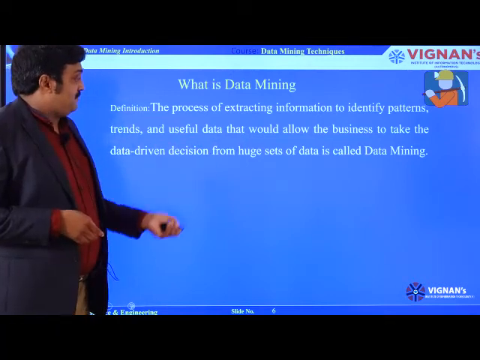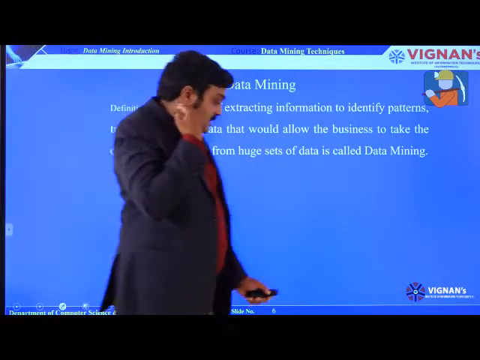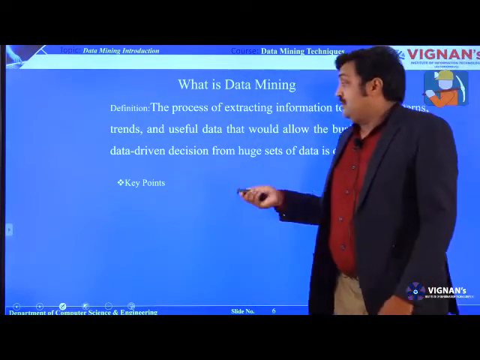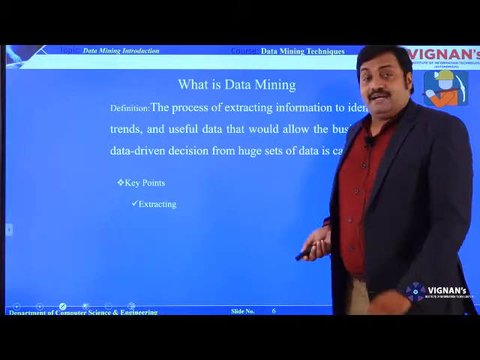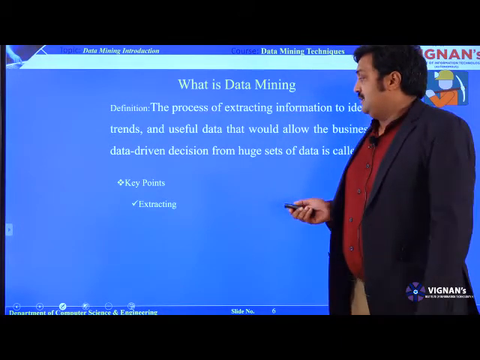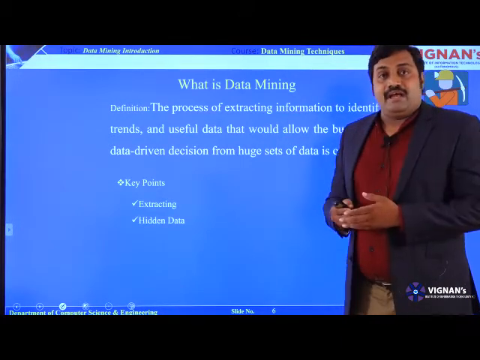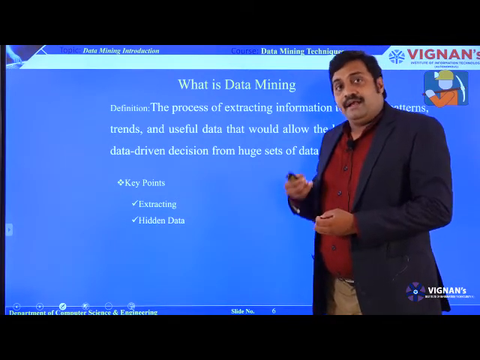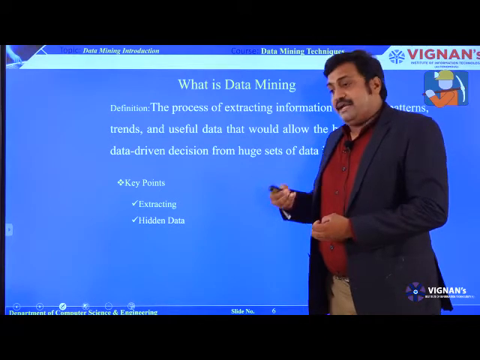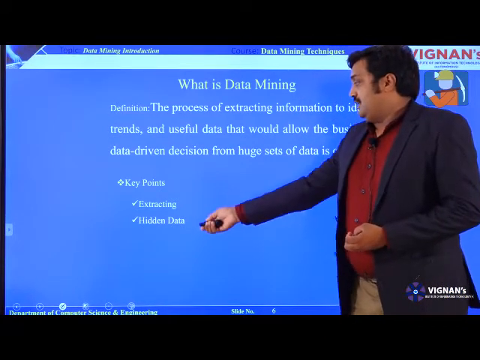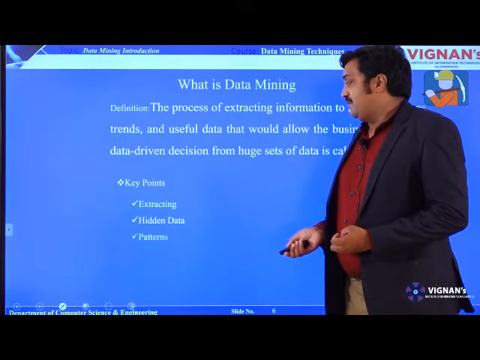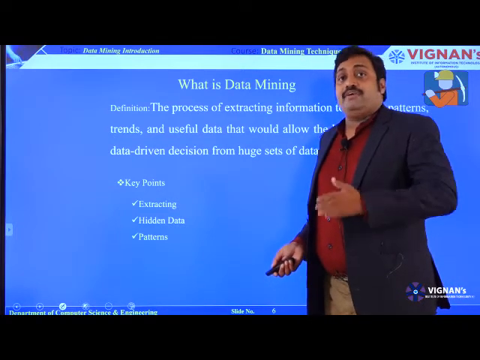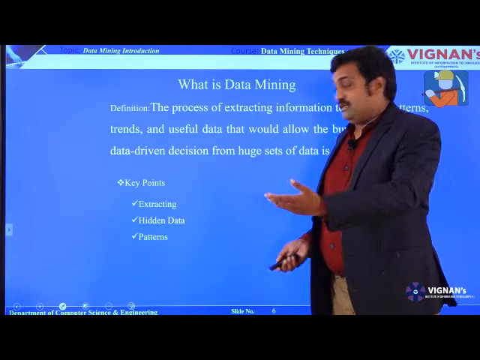So, from this definition, we can identify some key points. Data mining is nothing but extracting from the data. We have huge data, and we need to extract the hidden pattern, hidden result or hidden data. That is the second key point. Pattern is nothing but the outcome, that means what we are expecting, the result.